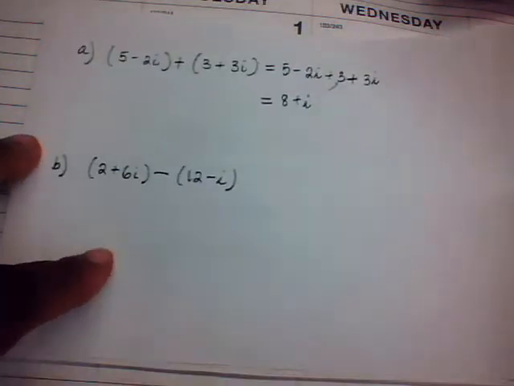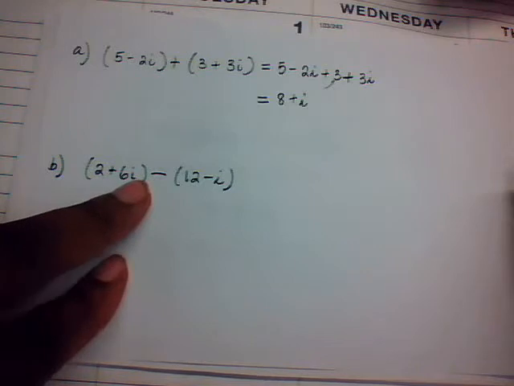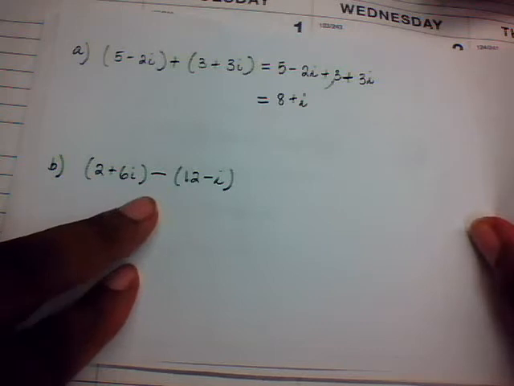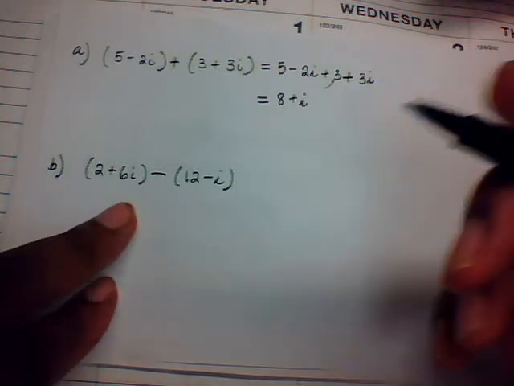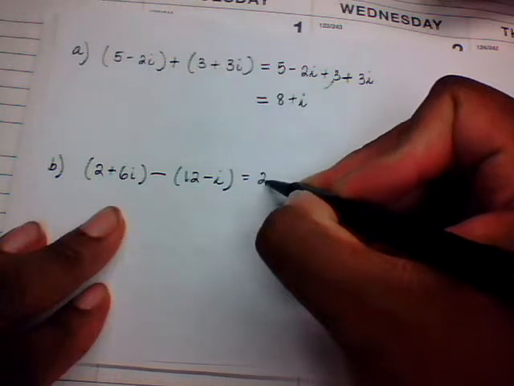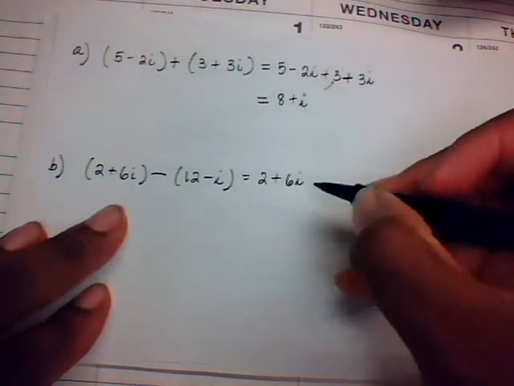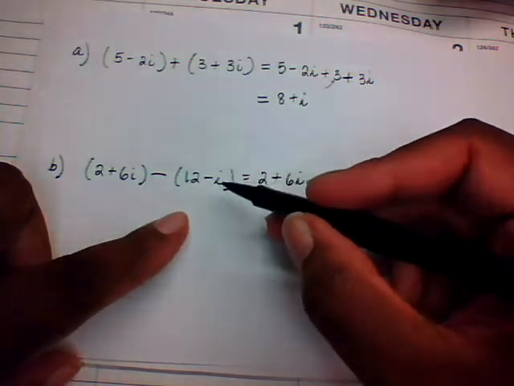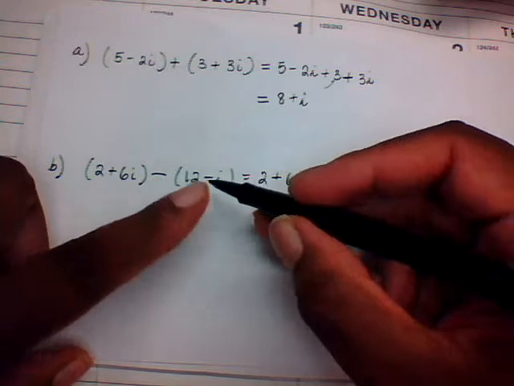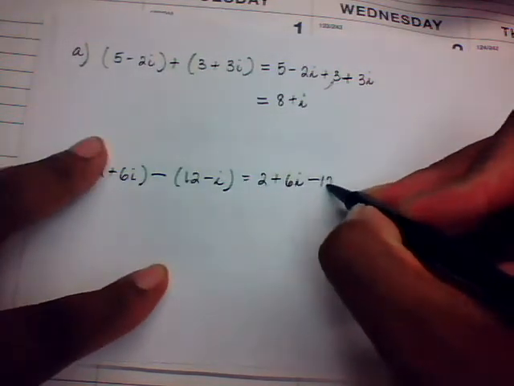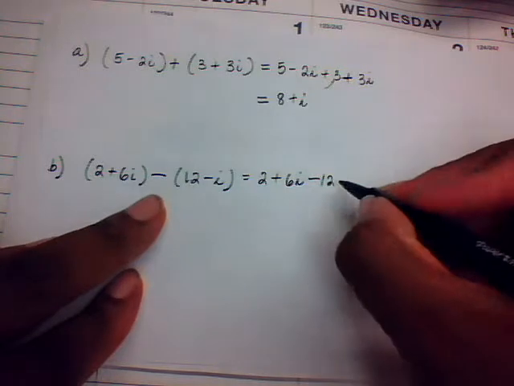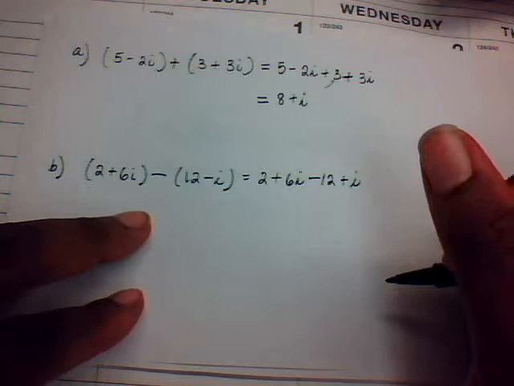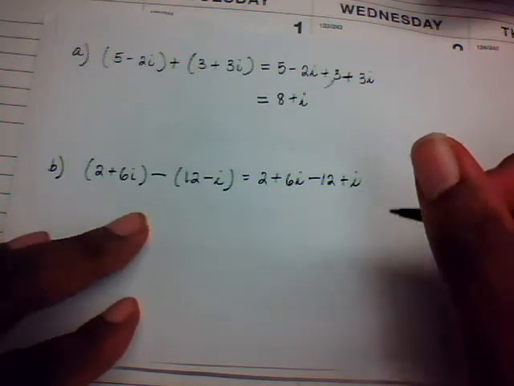Now part B is subtracting two complex numbers here. We got 2 plus 6i minus (12 minus i). Notice the 12 minus i is in the parentheses. Now in this case, I can remove the parentheses in the first one. That's 2 plus 6i. But here the minus sign is going to change everything inside the parentheses to the opposite. So the minus sign will make the 12 minus 12. And this minus sign will make minus i plus i. So now I got 2 plus 6i minus 12 plus i.